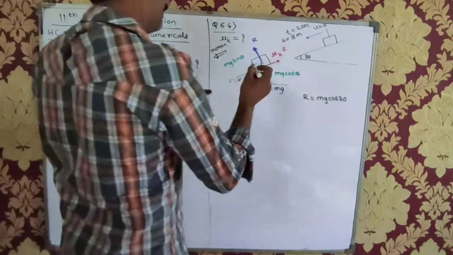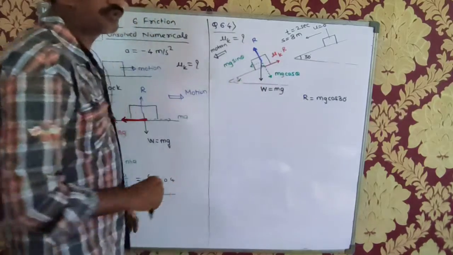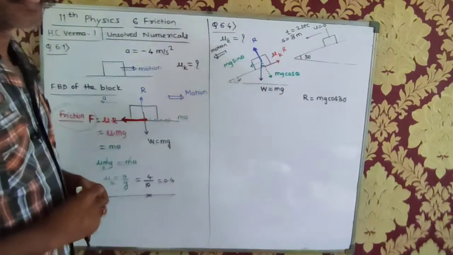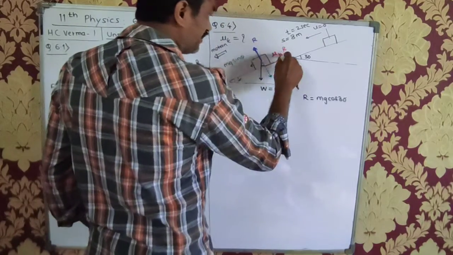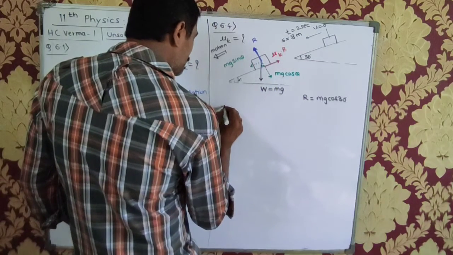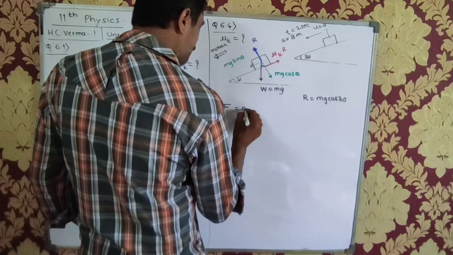Whereas if I compare these two forces, this force is more than this force. That is the reason why the block is going down. So what is the resultant force here? This minus this. So the resultant force in this downward direction, that is called F, and that F is equal to ma.